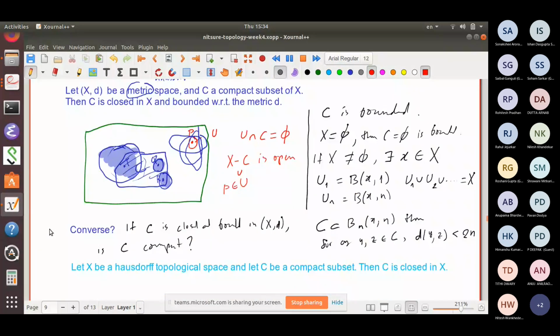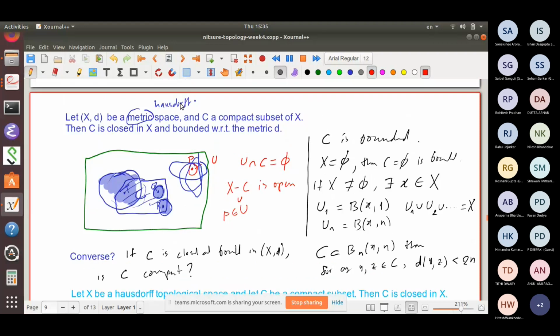Then we said if (X, d) is a metric space, an important point there is Hausdorff, and C is a compact subset of X, then C is closed in X and bounded with respect to the metric. One of you gave this argument: take a point outside. Now given any point of C, they are separated by non-intersecting neighborhoods. Do it for every possible point. You will get many neighborhoods here and different neighborhoods here, many neighborhoods of the same point P. Finitely many of these open sets suffice to cover C because C is compact.